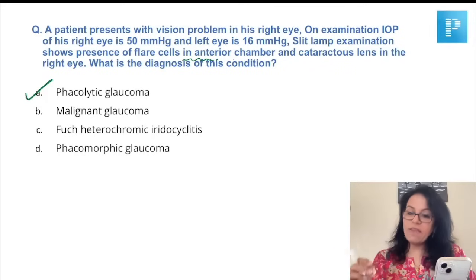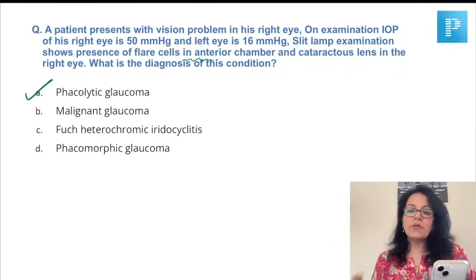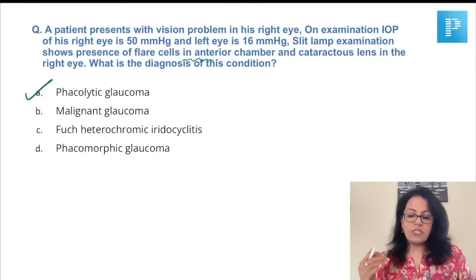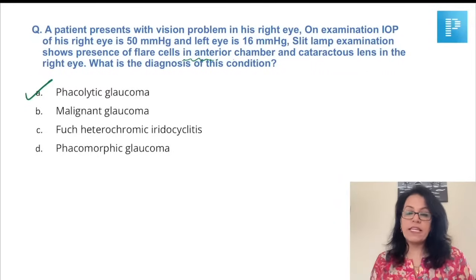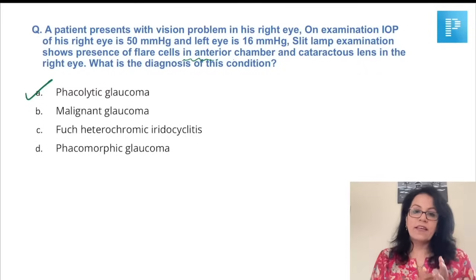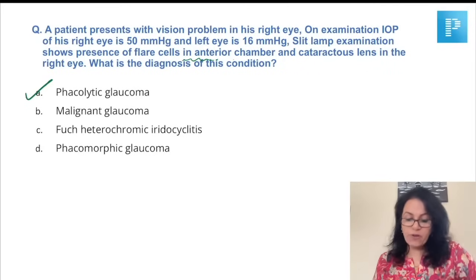But again, D will not show flare in the anterior chamber. Whenever we mention a flare, we are talking about inflammation which is induced, mainly by the release of lens protein. It goes more towards that pathogenesis than towards the phacomorphic, right? And of course, that is causing a rise of the pressures, which is leading to glaucoma.